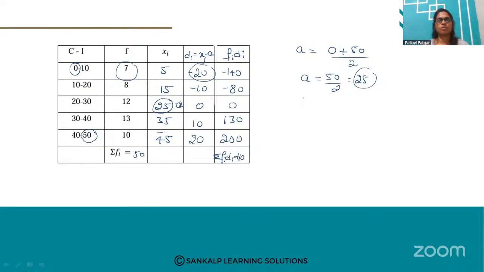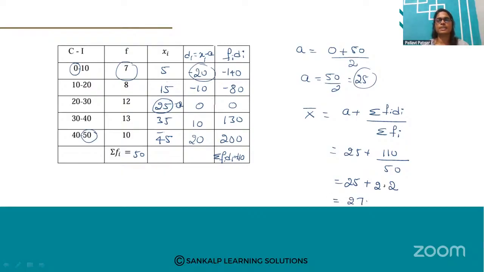Okay, now let us put the values in the formula. Here, assumed mean method: x bar is equal to a plus summation fi di divided by summation fi. Here a is 25. So 25 plus summation fi di, which is 110, divided by 50. 110 divided by 50 is 2.2, so this is equal to 27.2.